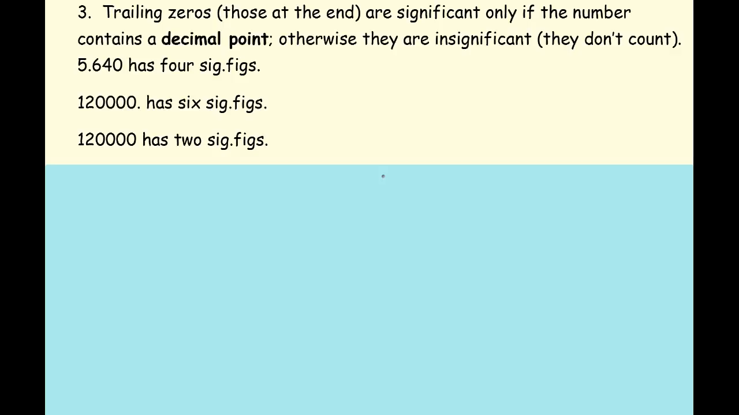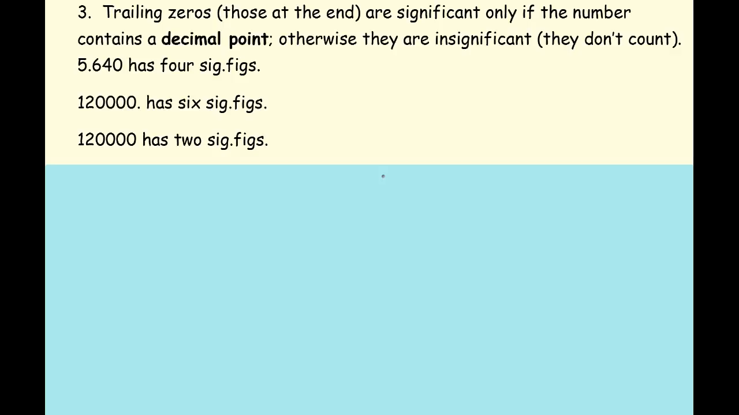The third rule to use for significant figures states that trailing zeros are significant only if the number contains a decimal point. Otherwise, they are insignificant. They don't count. What this means is that if there's no decimal anywhere on the quantity you're working with, the zeros at the end or the trailing zeros do not count. If there is a decimal somewhere on the quantity, then the trailing zeros or zeros at the end do count.